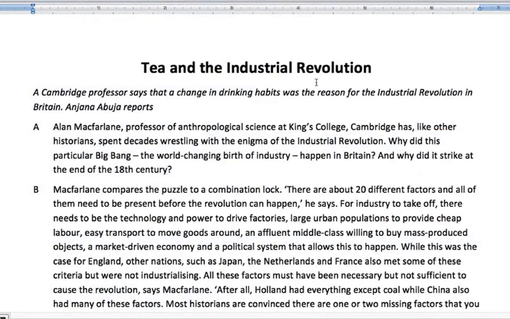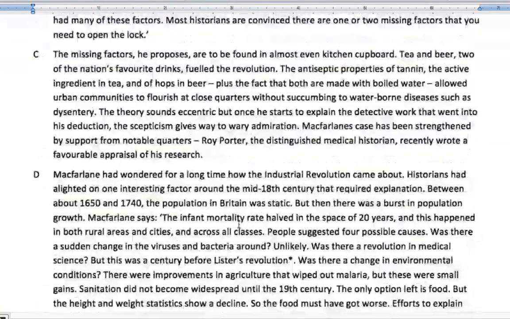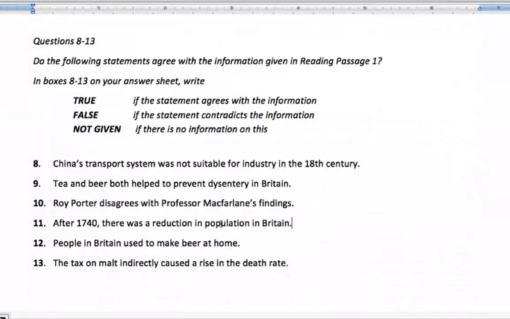Okay, another example. This is called Tea in the Industrial Revolution. I think it's from Cambridge 10, if I'm not mistaken. There was a matching headings and there was a true false not given. Right. So before you even look at the text, I just want you to go through these and see which words you will circle. What are your circle words? More importantly, or as importantly, if you can't find one, I just want you to leave it blank, because in this section I also want you to practice another thing, which is easy ones first and come back to the difficult ones later. So pause the video, find your circle words.